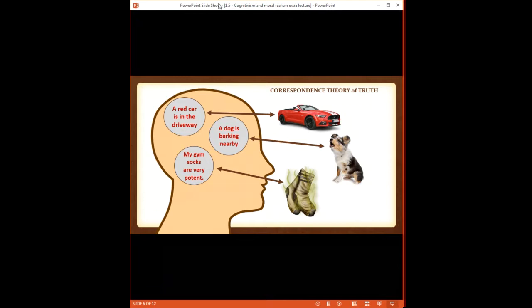Notice that in my explanation of the correspondence theory, I was assuming something of a theory of discovering these truths about the car, the dog, and the socks. I was implicitly using an empirical theory, a theory of discovering truth through my eyes, by seeing the car, through audible perception, hearing the dog bark, and through nasal perception, smelling my socks, which is not something I do often, on purpose anyway. So I had to assume a theory of discovery in order to explain the theory of truth.